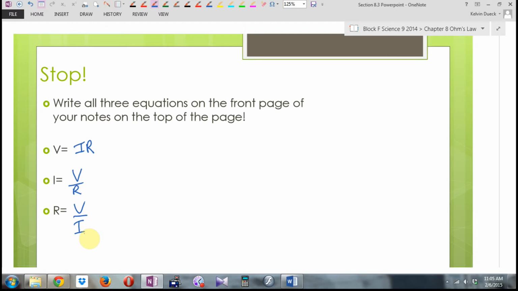I think so, because look, you guys are learning some equation solving right now in math, I believe. What's happening between the I and the R? Timesing. So how would I get the I by itself? I would divide by the R. Or how would I get the R by itself? I would divide by the I. It's actually equation solving.